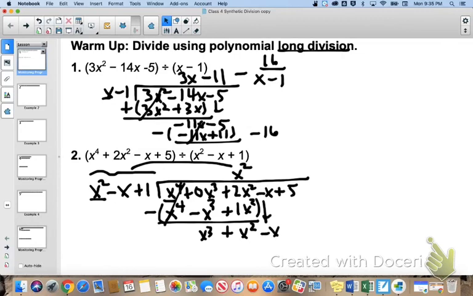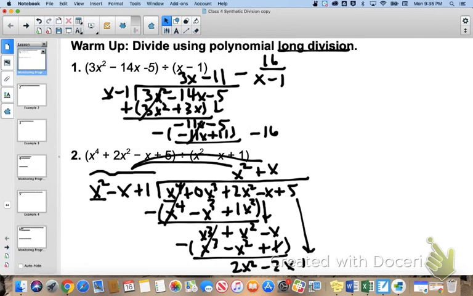So x squared times what gives you x cubed? And that's x. So when we multiply now, x cubed. X times negative x is negative x squared. X times 1 is plus x. When we subtract, x cubed minus x cubed cancels. X squared minus a negative x squared is plus x squared, so it's 2x squared. And negative x minus x is negative 2x. Bring down the 5. Now x squared times 2 gives you 2x squared.